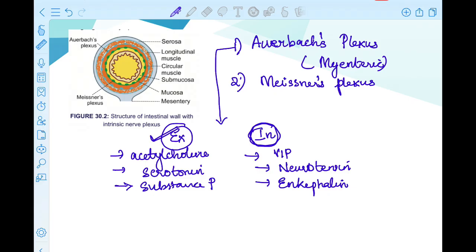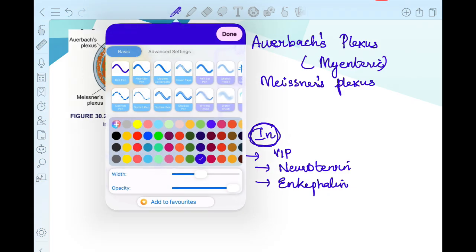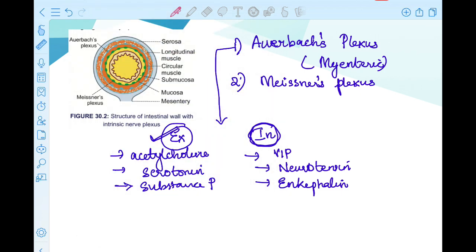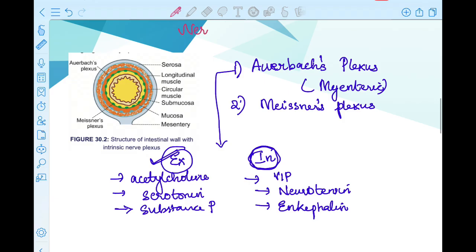So what am I talking about here? I am discussing the intrinsic nerve supply. The major topic we are discussing here is the nerve supply of the GI tract. What comes under the total nerve supply is the intrinsic as well as the extrinsic nerve supply. The intrinsic nerve supply has two networks, that is Auerbach's plexus as well as Meissner's plexus.